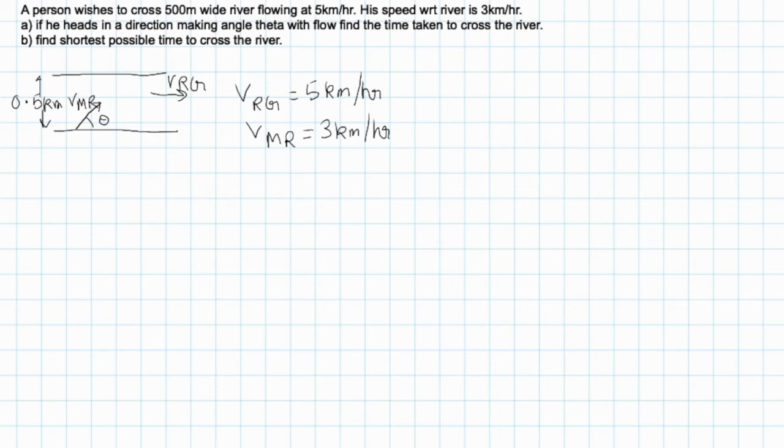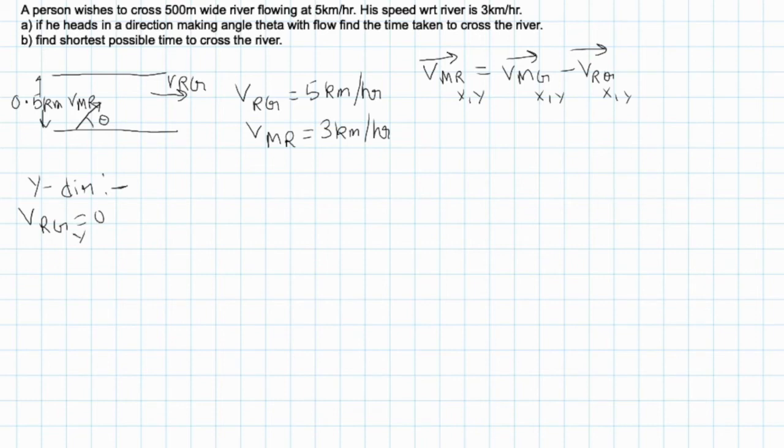So VMR vector is equal to VMG vector minus VRG. What is VMG? It is velocity of man with respect to ground, and VRG is velocity of river with respect to ground. Since the motion is in 2 dimensions, these velocities will have x and y components. So taking the y component first, in y direction, VRG is equal to 0. VRG of y is equal to 0, as you can see from the diagram.